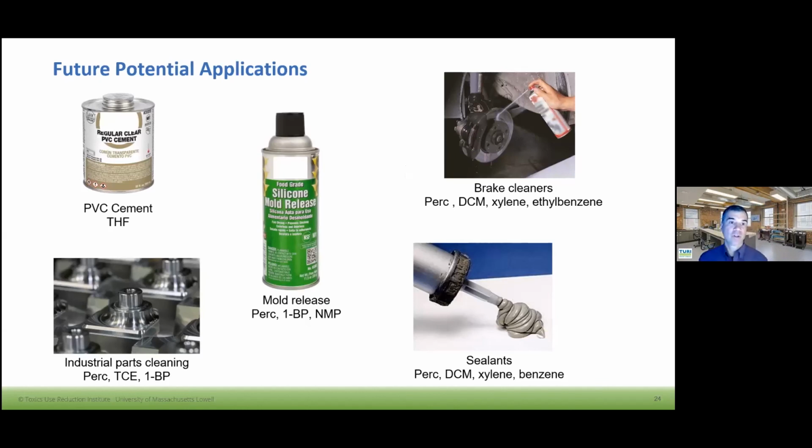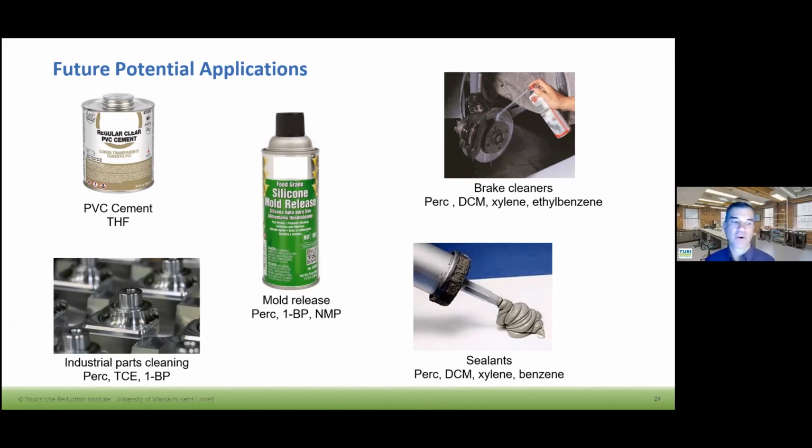So future potential applications, there's still a lot of solvents used in a lot of different applications. PVC cement, which is used by plumbers and do-it-yourself homeowners across the country, uses THF, a carcinogen. So that's an opportunity there. There are several products that use PERC and methylene chloride and other toxic chemicals, such as mold release products, brake cleaners in auto shops, a variety of different types of sealants.